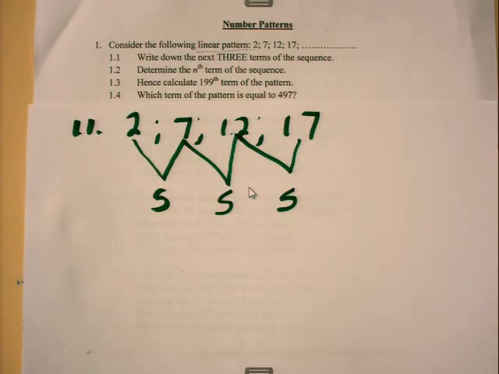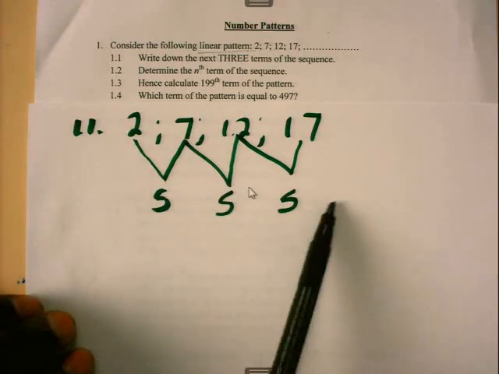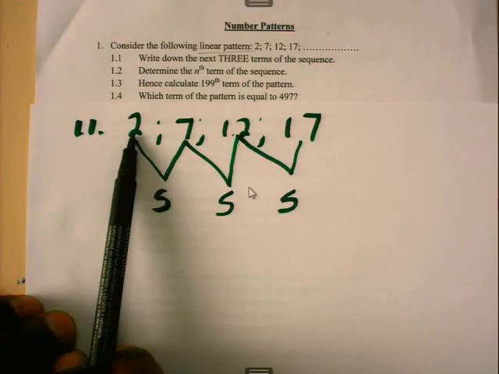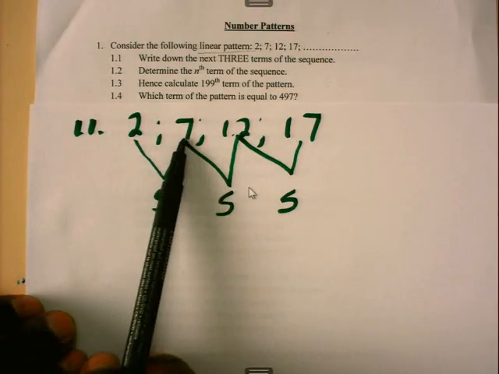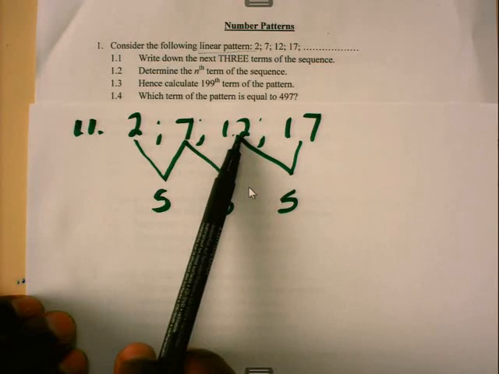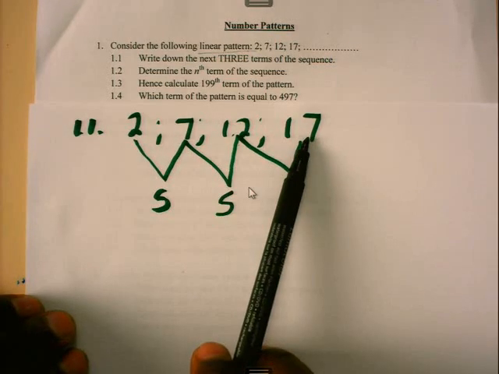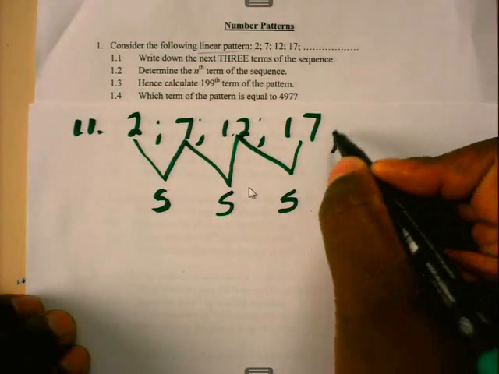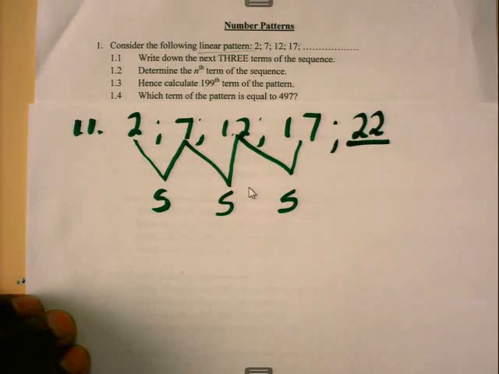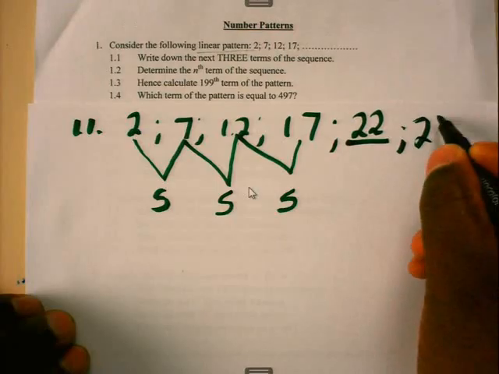So once the first difference is common, that pattern is called a linear number pattern. It means to determine the next term, we just have to keep on adding the common difference. We agree that the first difference is 5. We start with 2: 2 plus 5 gives you 7. 7 plus 5 gives you 12. 12 plus 5 gives you 17. Then you continue the pattern. 17 plus 5 gives you 22. Again, 22 plus 5 gives you 27.